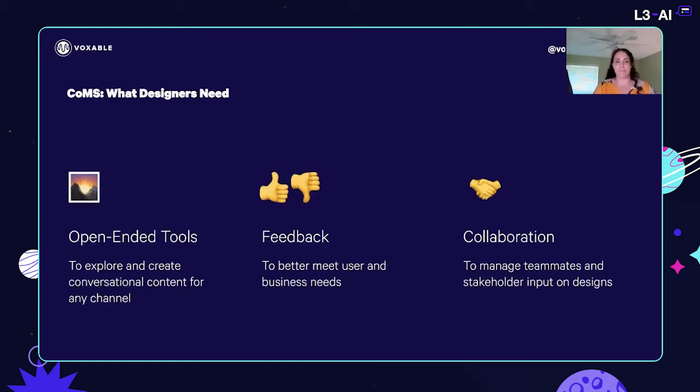And finally, they need a way to manage collaboration so that they can better communicate all the different moving pieces of the system, the project requirements, the business needs across all of the different team members and stakeholders, because there's a lot of people who ultimately will need to influence one of these conversational apps at scale.